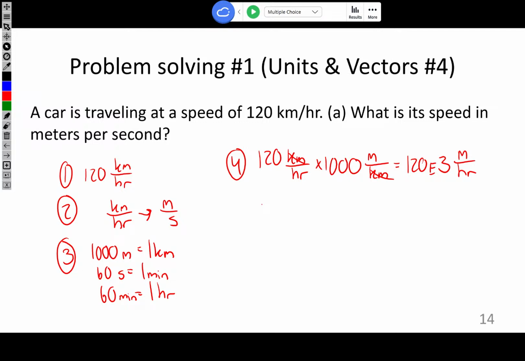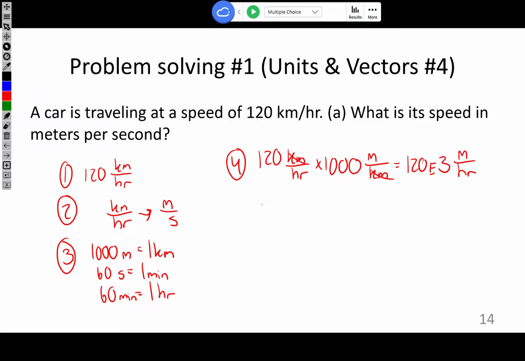120,000 meters in 1 hour. That's a lot of meters in 1 hour. Now, we know we're going to either have to multiply by 60 or divide by 60, and then we're going to have to do that again. And again, you could think about setting up the math and doing none of that, or you could just logically think through what makes sense.